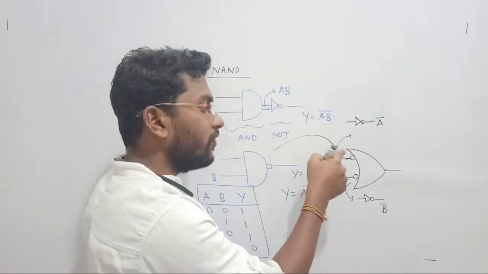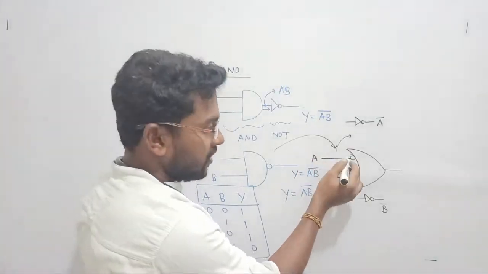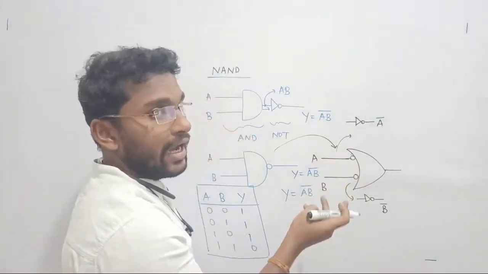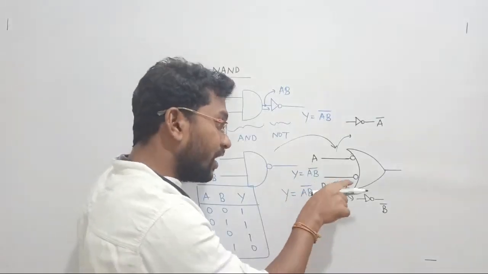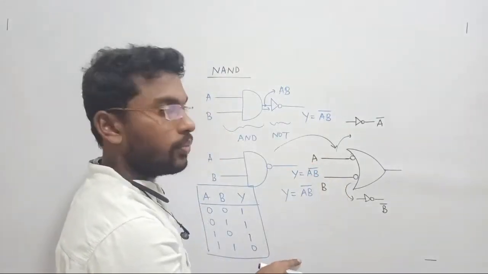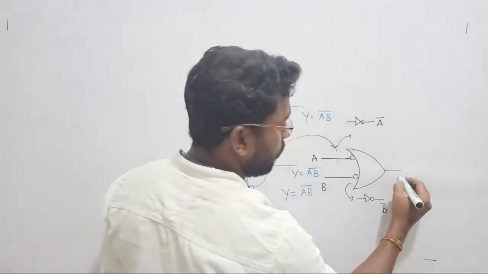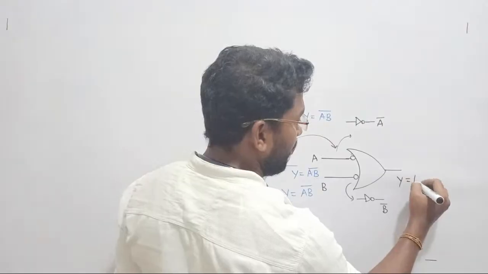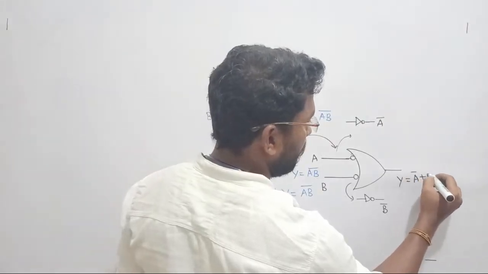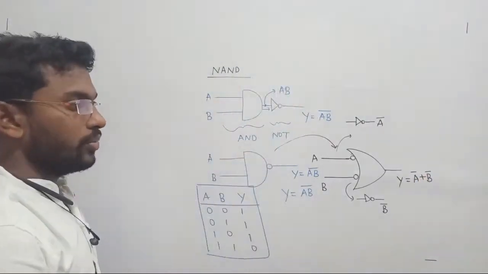Before the OR gate we have to perform NOT operation. First in this pin I have to perform NOT operation separately. Here also we have to perform one NOT operation, and then you can pass the resultant variable into the OR gate. What will the OR gate do? The OR gate adds the values coming at the input and gives them out. Correct? A bar plus B bar is going to be the output.